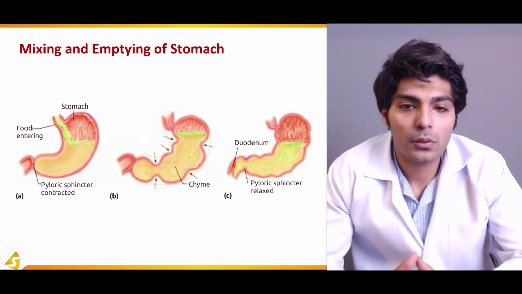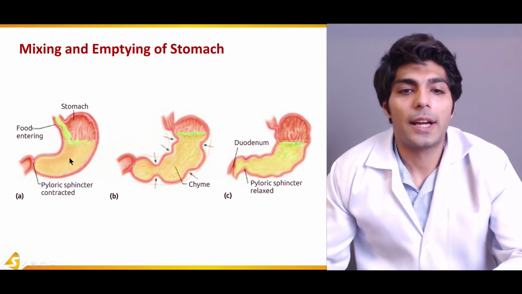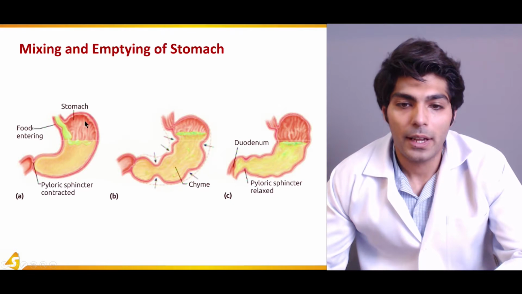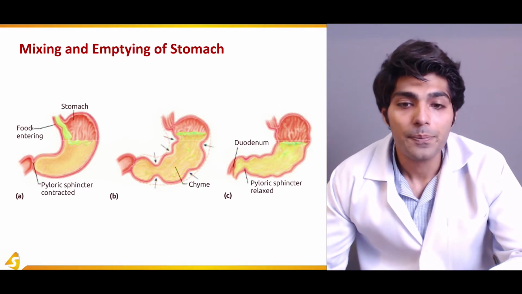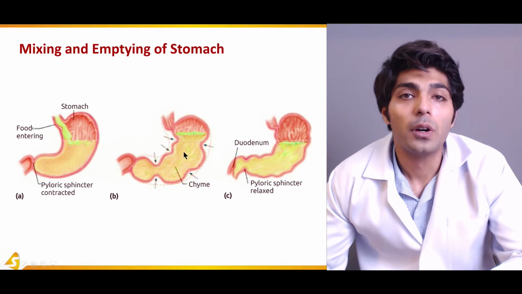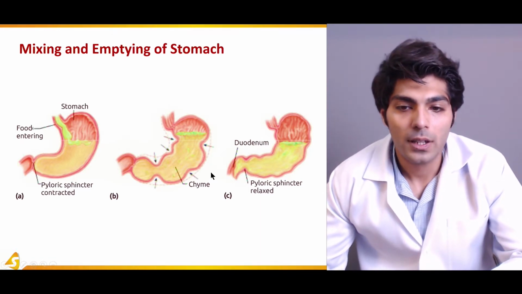So a quick summary about the mixing and the emptying of the stomach. In this diagram you can see the food is entering down into the stomach and making a more fluid consistency with the help of the gastrin and the other hormones and the pepsinogen, and they are broken down into a semi-fluid consistency.